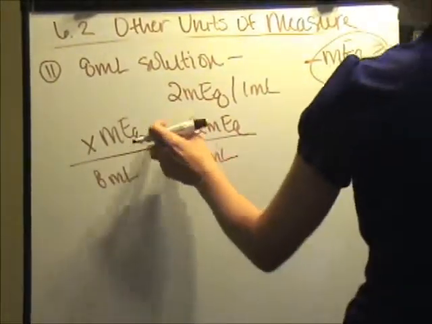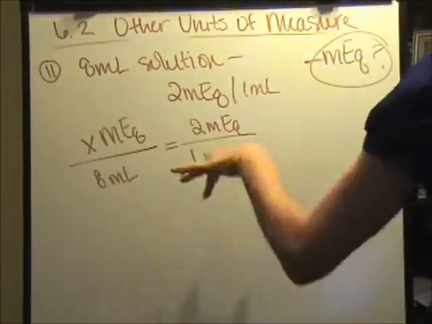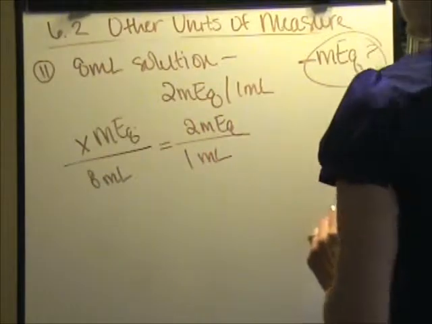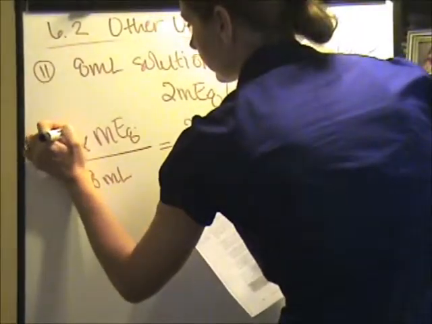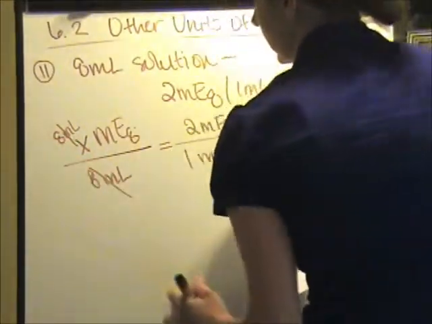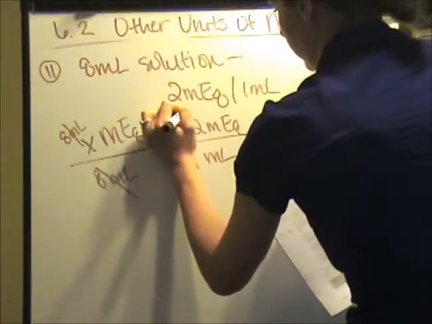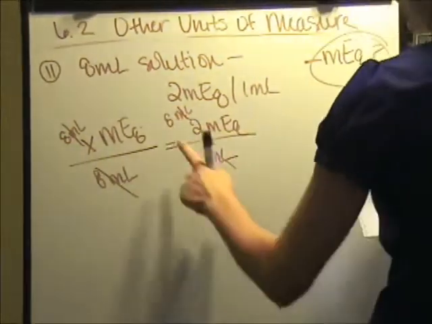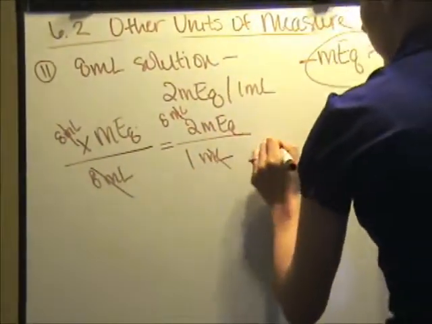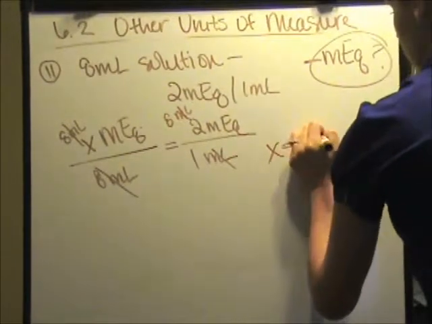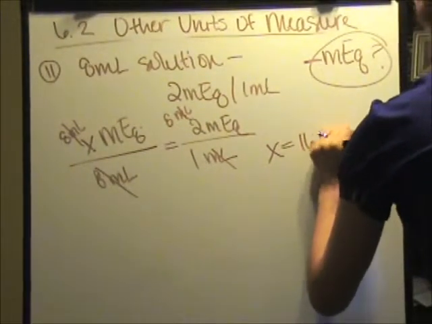Okay, so normally you're used to looking at these on the bottom, but in this case it's flipped because this time this is what we're trying to find. So we're ready to solve for X. The 8s are going to cancel out. The milliliters are going to cancel out. 8 times 2 is 16. Divide that by 1. X equals 16 milliequivalent.